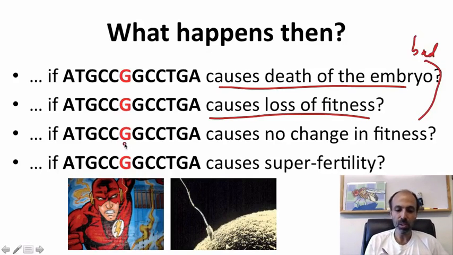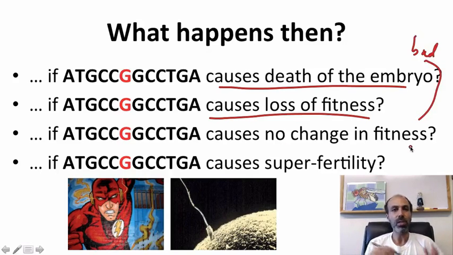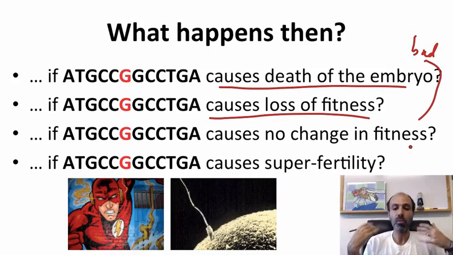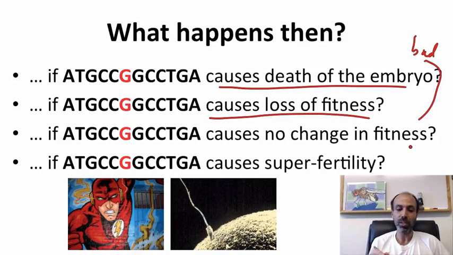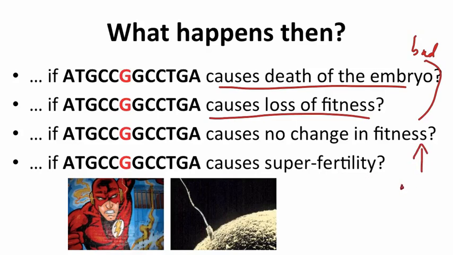Now, it could be that this mutation causes no change in fitness, that this mutation is just the same as the parent in terms of overall probability of passing on the genes. So this would be what's referred to as the neutral category. And finally, maybe it causes superfertility. Maybe it makes it that this person is extremely attractive, or that when they do mate with an individual, they're much more likely to fertilize. This would definitely be the good category. And this would be much more like the X-Men version, presumably.